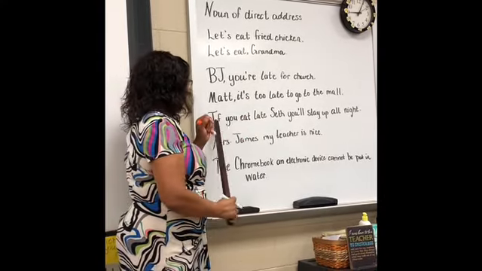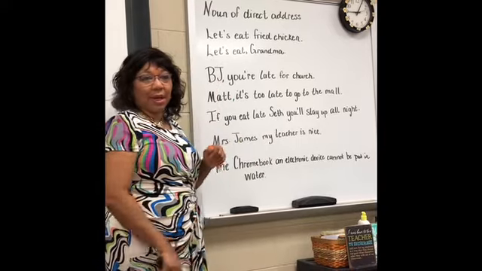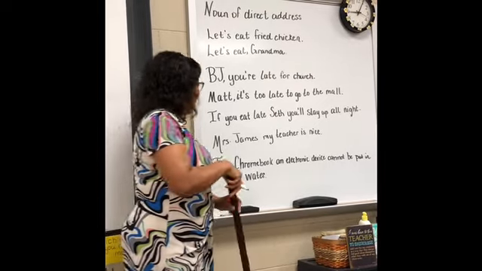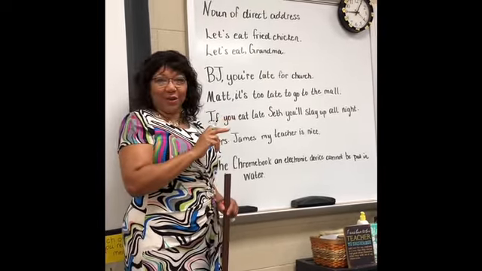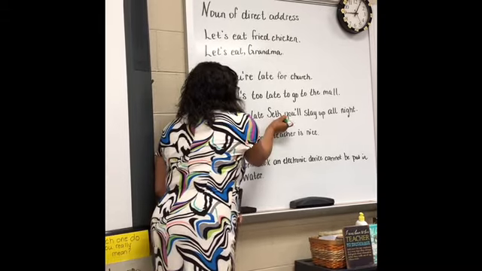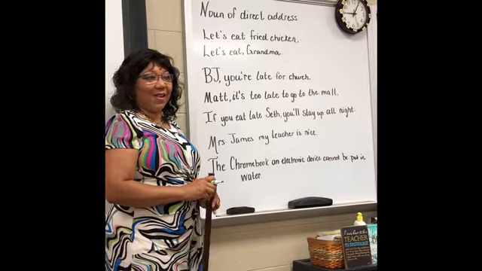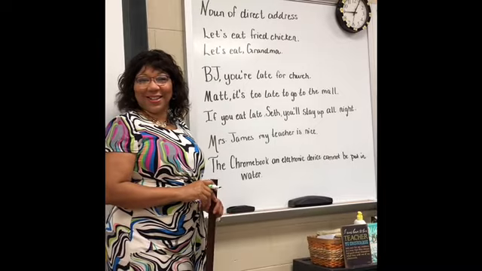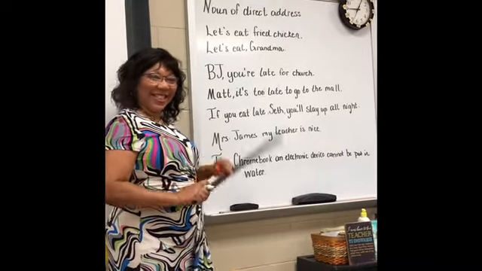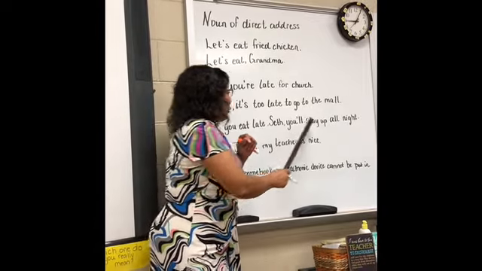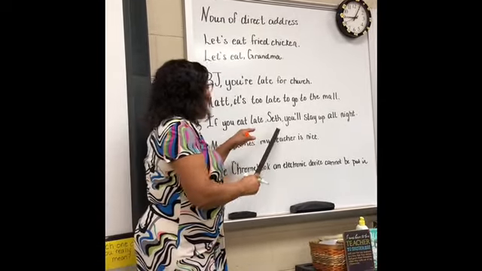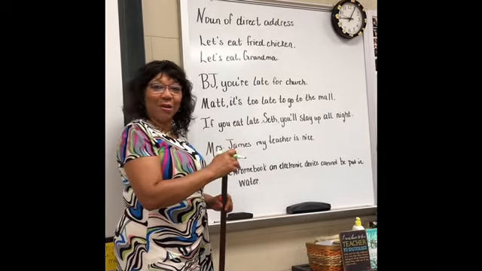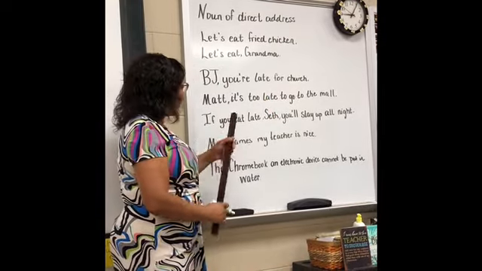And then we have another sentence. If you eat late, Seth, you'll stay up all night. Who are we talking to? Seth. So where are we going to put the comma, before or after Seth? Both, because it's in the middle of the sentence. Can we say, if you eat late, you will stay up all night? Correct. The comma lets you know that whatever's around the comma, you could leave it out and the sentence still makes sense. So that's how we know it goes before and after the noun of direct address.